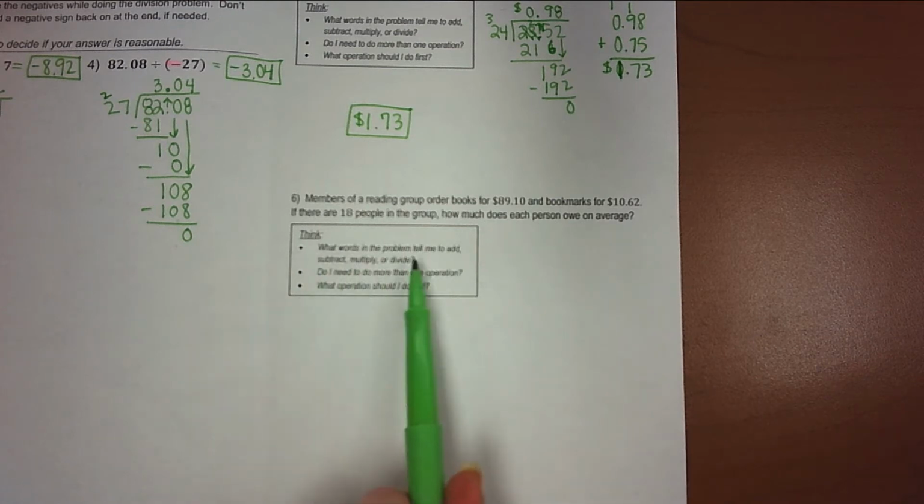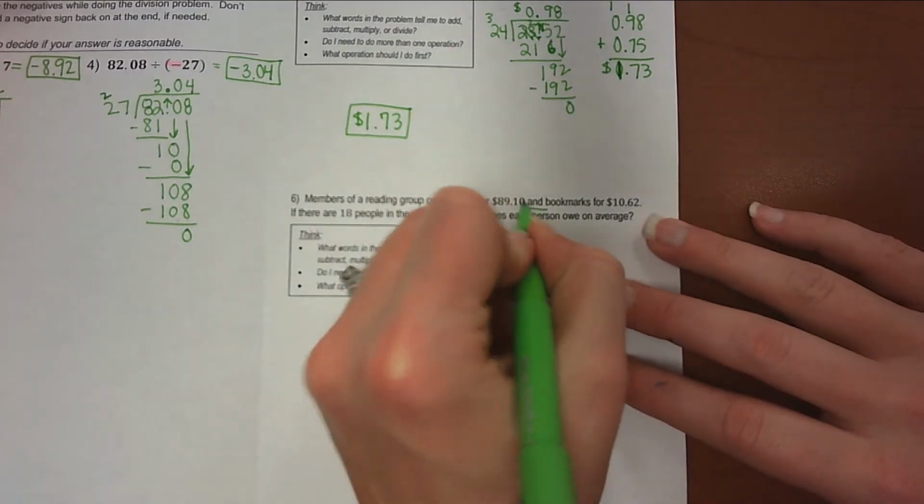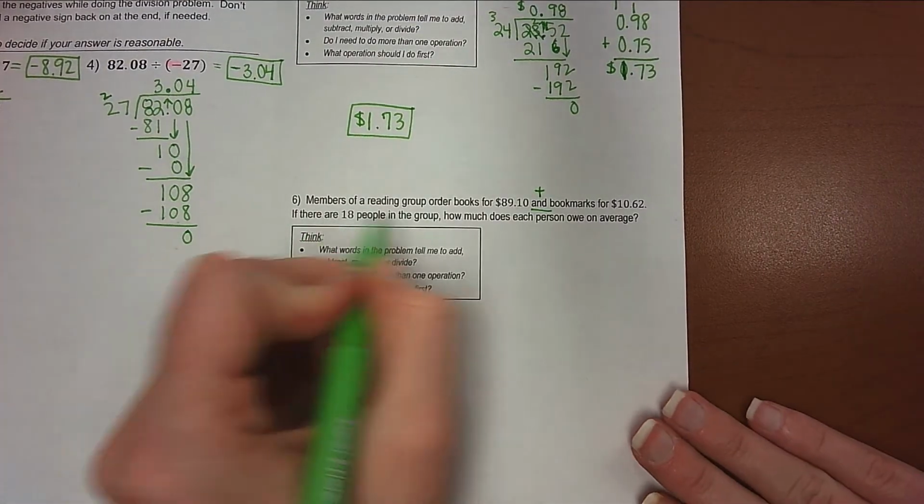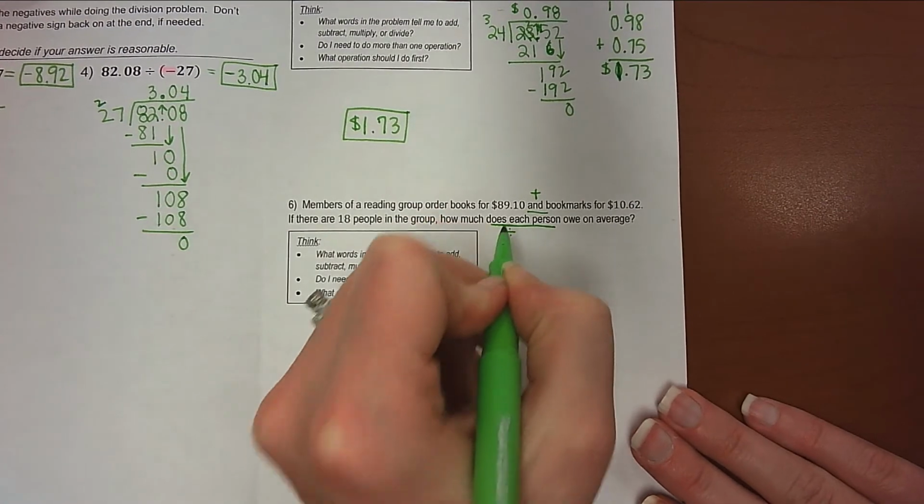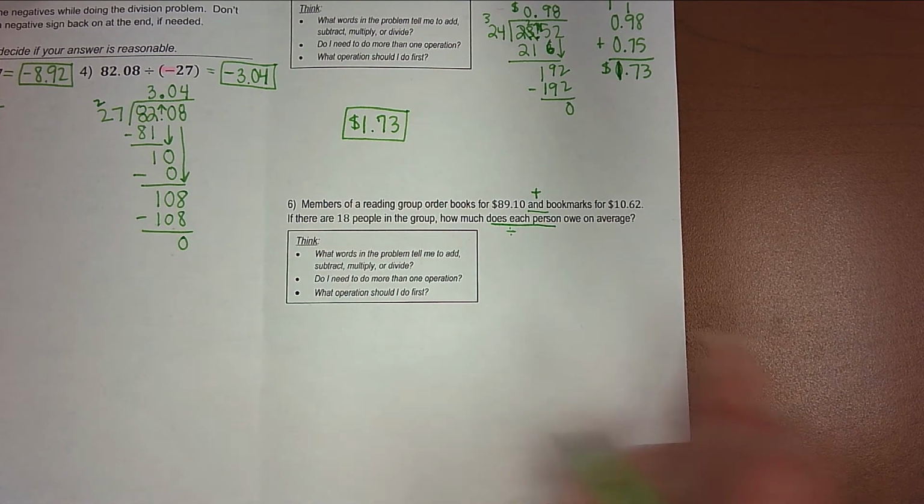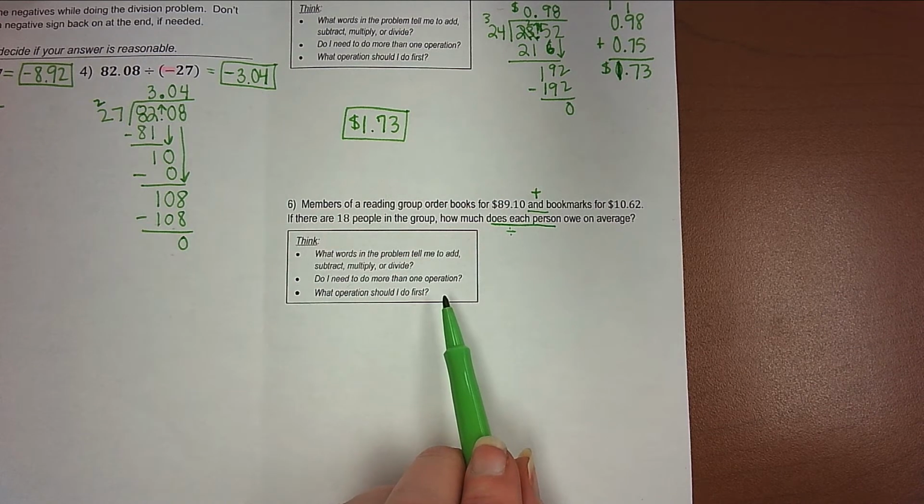Think, what words in the problem tell me to add, subtract, multiply, or divide? Well, they got this and this, so we probably could add those two. And then if there are 18 people, how much does each person? That means that we're trying to find a unit rate, or we're trying to divide down to see how much are in each group. Do I need more than one operation? I do. And what operation should I do first?